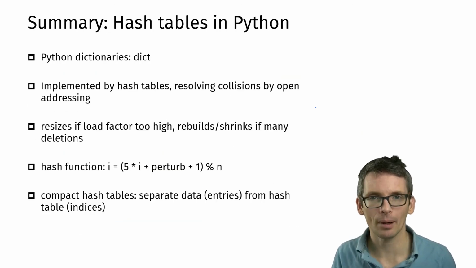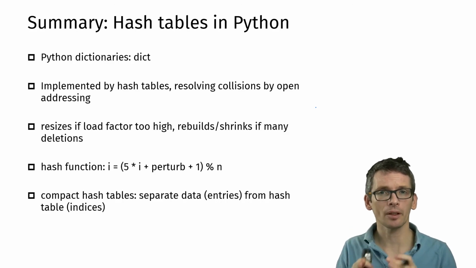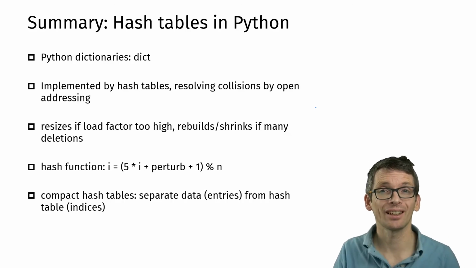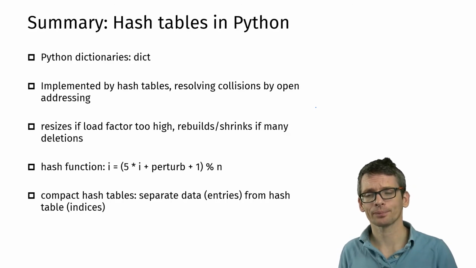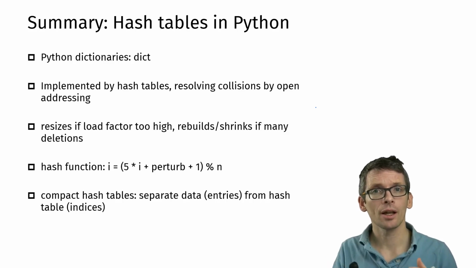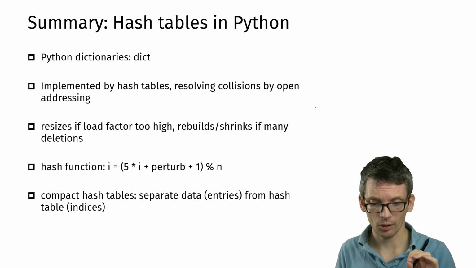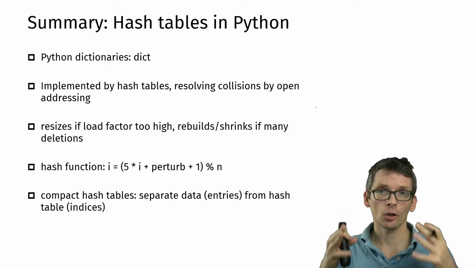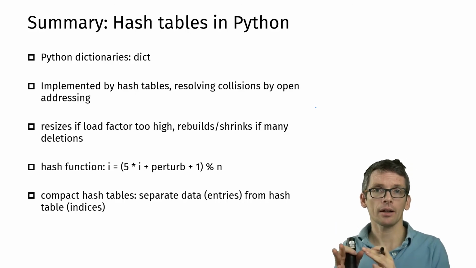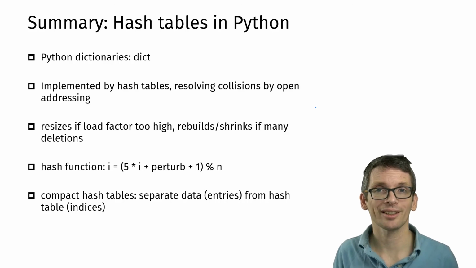Let's also wrap up this part about hash tables in Python. Dictionaries are implemented using hash tables, and collisions are resolved using open addressing. If you have a too high load factor, or if you have too many deletions, the table is simply rebuilt. You have this very interesting hash function, and to get compact hash tables, the data is separated from the hash table, which only stores indices.